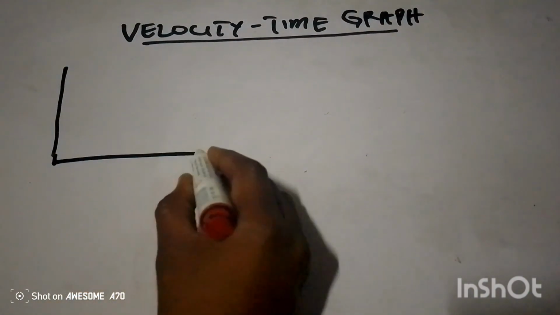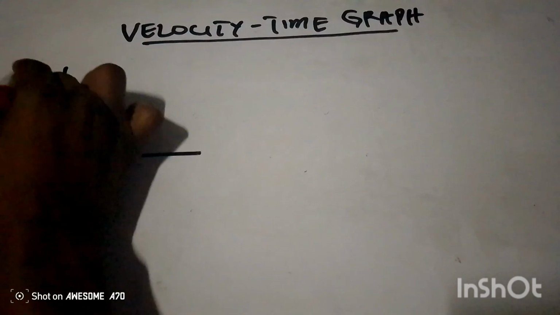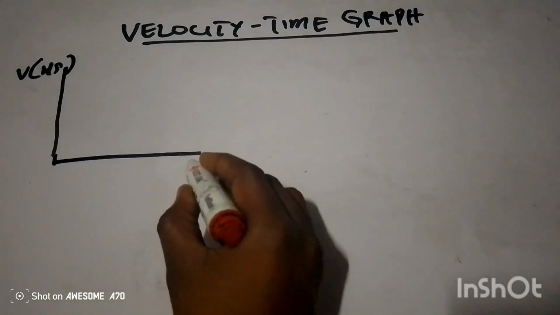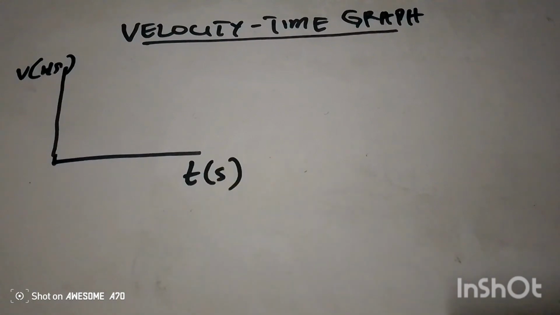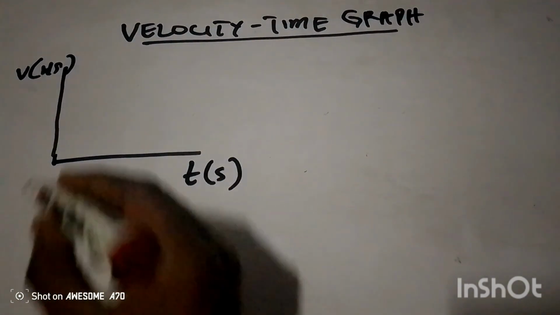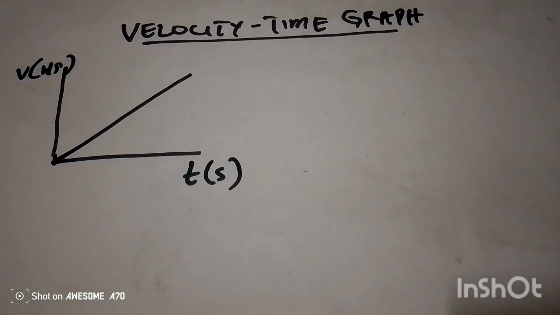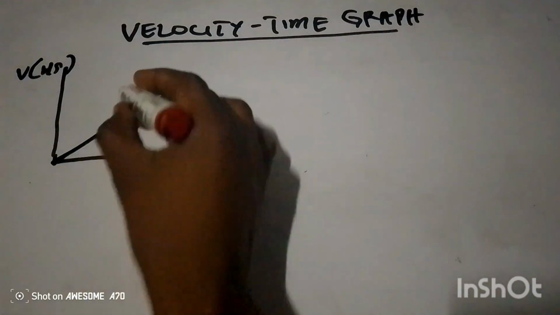Now this is the chart of velocity time graph. This is the graph of velocity in meters per second, and this is the chart of time in seconds. When I have a straight line graph like this, we call it a velocity time graph illustrating acceleration of bodies.